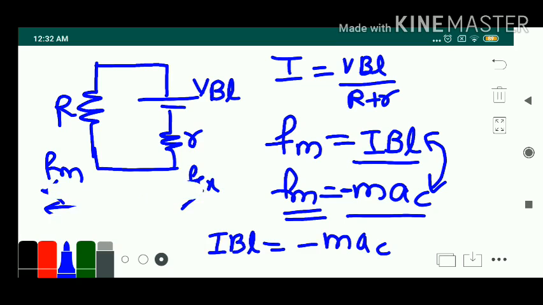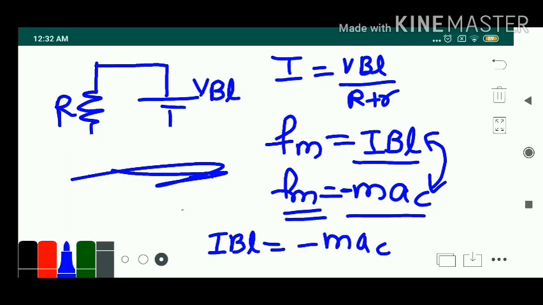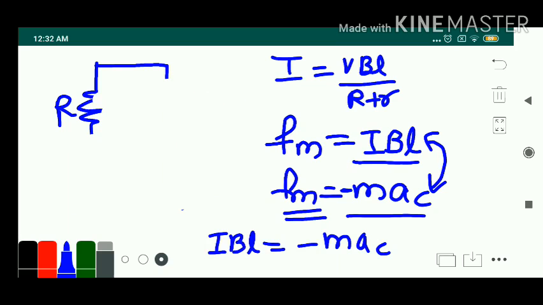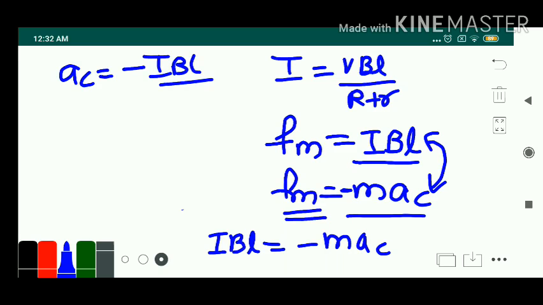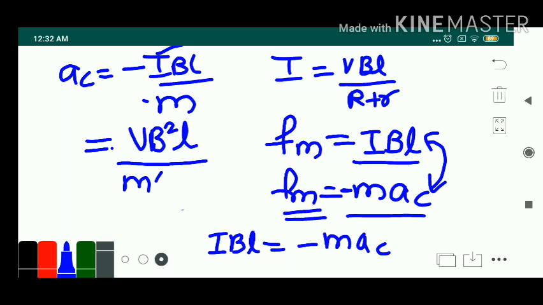That means I'm going to rub off this much portion, guys. Sorry. Okay, and here I'm going to write what is a. You are asked velocity, right? So you can find acceleration, then you can go for velocity. So it will be minus IBL divided by m, right? Now we just found the value of I. Replace that value with I, that is vB squared L squared, because there are two terms, right? Divided by m into R plus r, right? That is your acceleration equation.